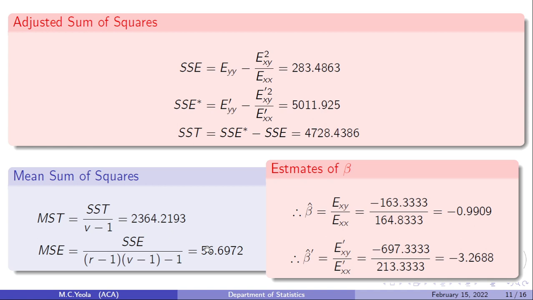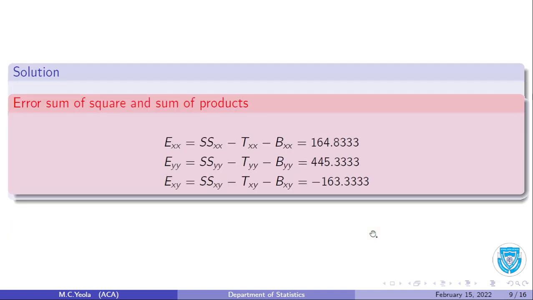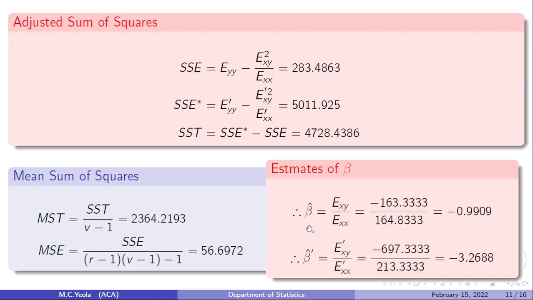Okay, so this information we require to put in the table, because of that we are obtaining all this information. Beta hat can be obtained as Exy upon Exx. Exy and Exx we have obtained just now in the previous slide. Exy is this and Exx is this value. Those values we have substituted and we got beta hat as minus 0.9909 here.